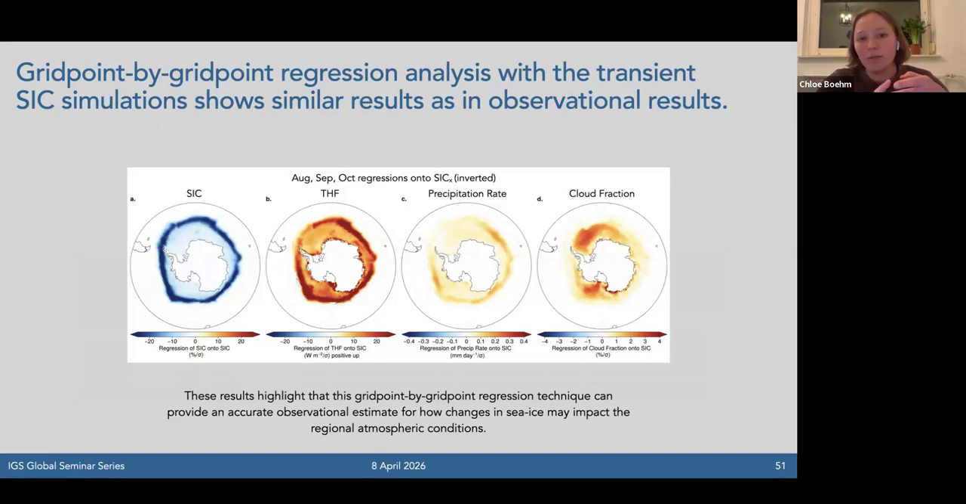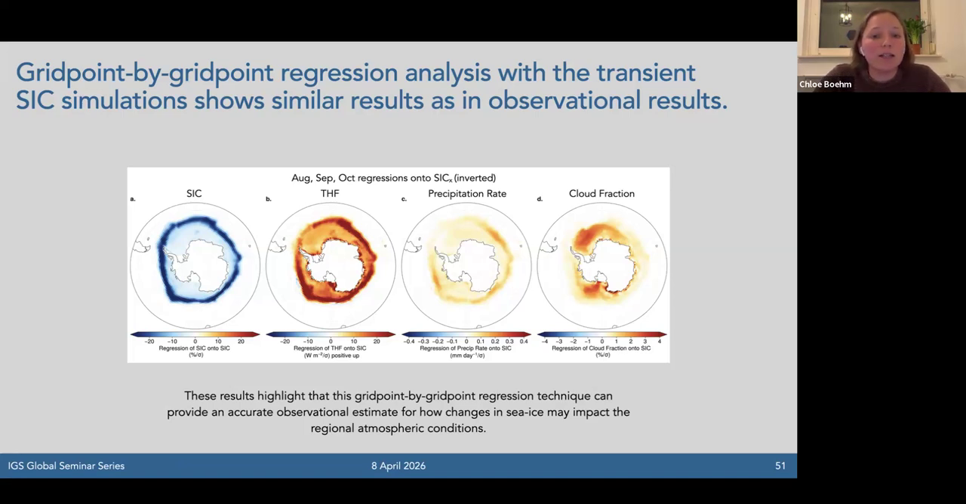And so what we see is that given sea ice loss in the transient sea ice experiments, we see increases in turbulent heat flux, precipitation, and clouds. They all have very widespread increases. Precipitation rate, I think, is a little bit smaller than what we saw in observation, which is interesting, but we see relatively comparable increases in all three of these given sea ice loss.